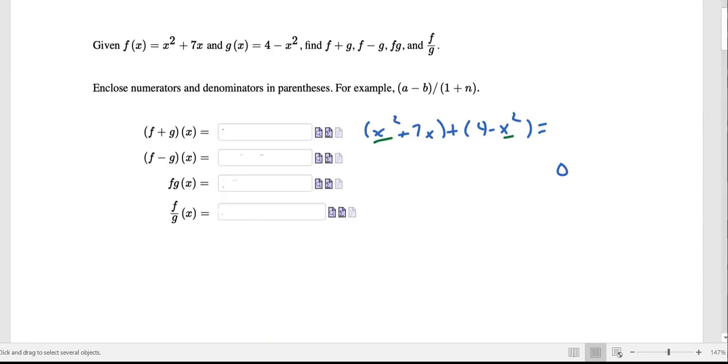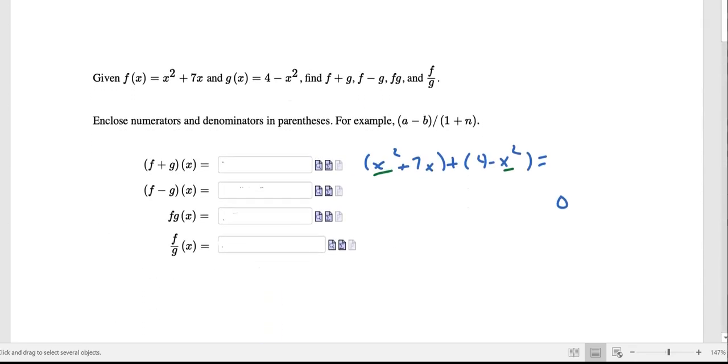Oh, and my cursor went all crazy. Okay. So we'll get 0x squared, and then we'll have 7x. There's nothing to combine that with, so we'll still have a plus 7x, and then we'll have the plus 4. Now, I don't ever write the 0x squared. I'm just putting that there as little baby steps to make it kind of obvious when we combine them. So I would just write the 7x plus 4.